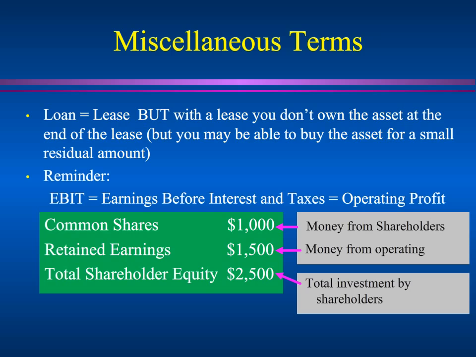And another thing on the balance sheet, common shares might be $1,000. That's the money from the shareholders that they invested in the company. Retained earnings, $1,500. That's money from operating, from profits that the owners have left in the company. The company's retained the profits or kept them. So we have total shareholder equity of $2,500, and that is the total investment by the shareholders. They've got their original investment plus any money they've left in there gives us a total shareholder equity.